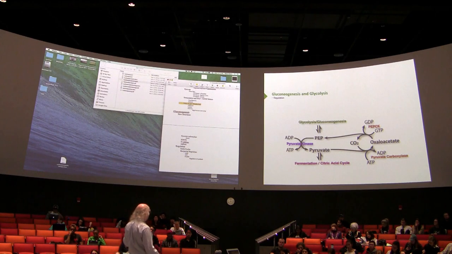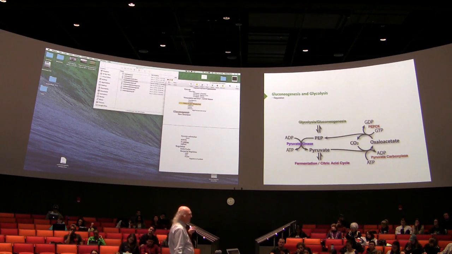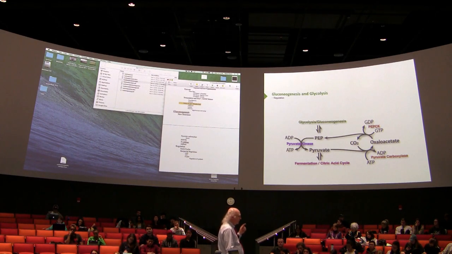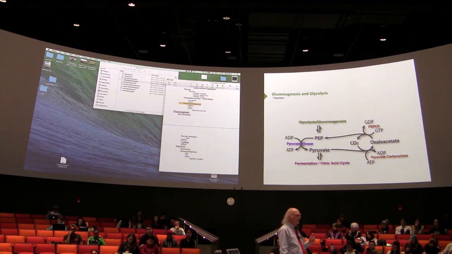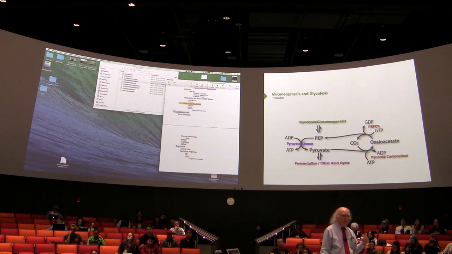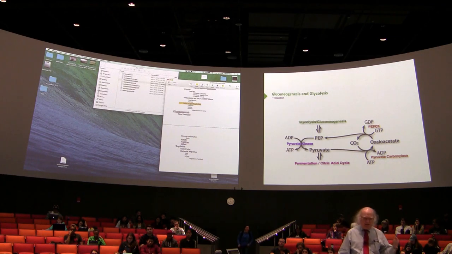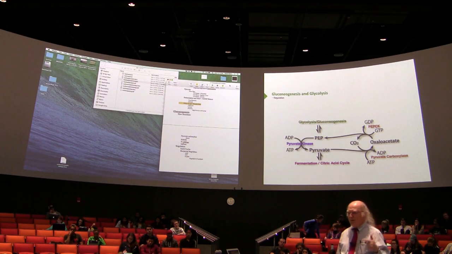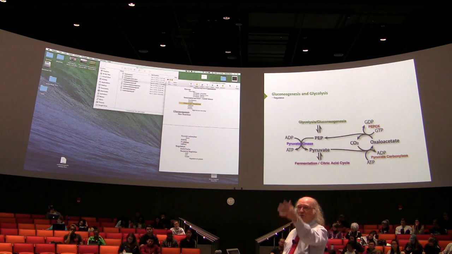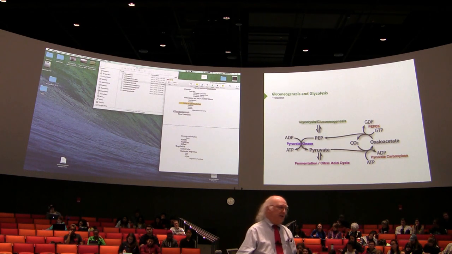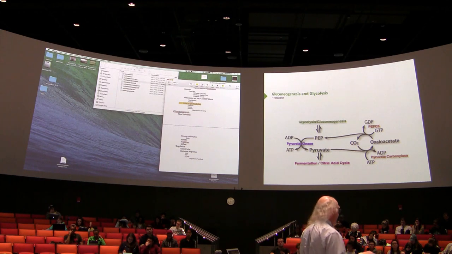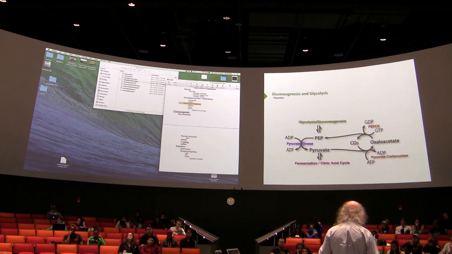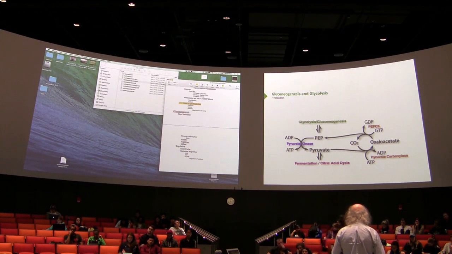Because if they can't control that pyruvate kinase reaction, they will not be able to make glucose in gluconeogenesis, period. Right? Very important point. If they can't regulate pyruvate kinase, they will not be able to make glucose, because as soon as they make any PEP, it's going to get converted right back into pyruvate. So very, very important for cells to be able to turn off that pyruvate kinase reaction.